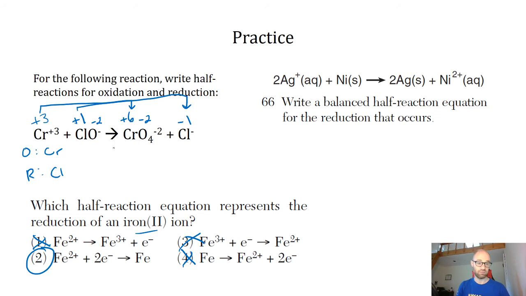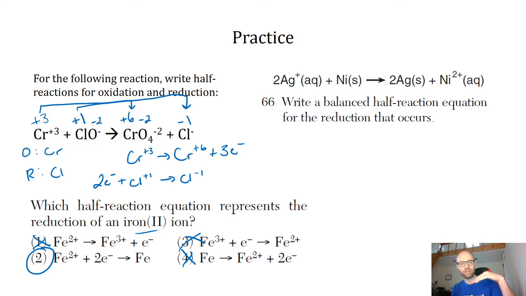So let's write our half reactions. Chromium goes from +3 to a +6. Chlorine goes from a +1 to a -1. We have to do some algebra. 2 electrons should be needed to accomplish that, and 3 electrons will be reduced up here. It doesn't really matter if you write the electrons before or after, right? As long as it's on the right side of the arrow. That's the more important part. For the reduction that occurs.